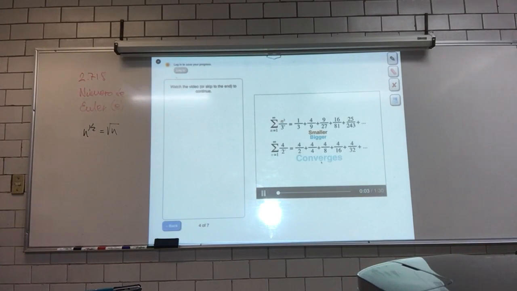Exactly. It converges because it's a geometric series. This series happens to converge to 4. Anyway, because the bigger series converges, that means the smaller series must converge as well. Great. So we've used the comparison test to show that our series converges.